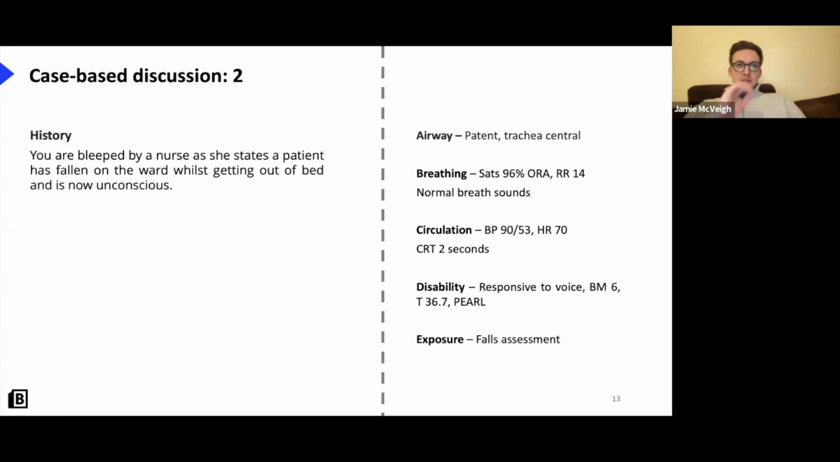All right. Any questions? Again, pop them in the chat. So, case number 2, you are bleeped by a nurse as a patient has fallen out of bed on the ward, fallen whilst getting out of bed and is now unconscious. Okay. Concerned, not concerned. How quickly are we getting to this patient?